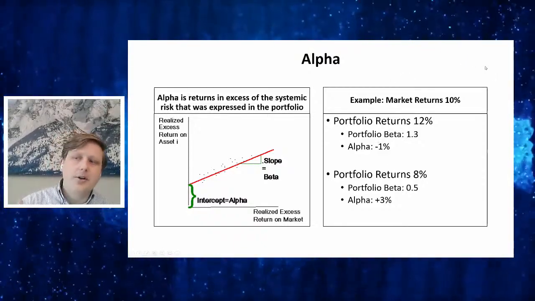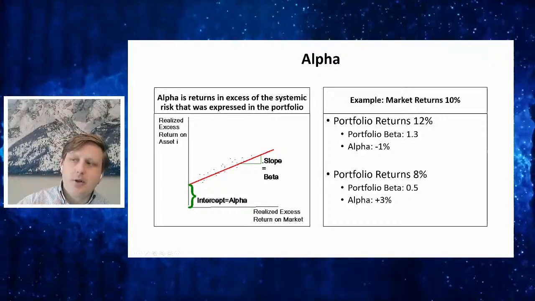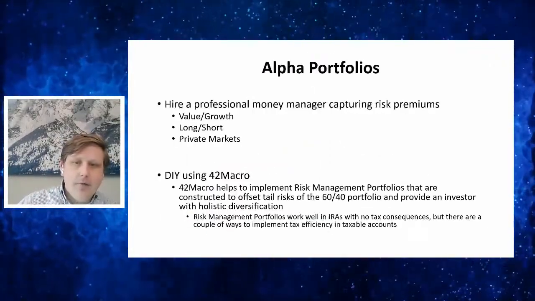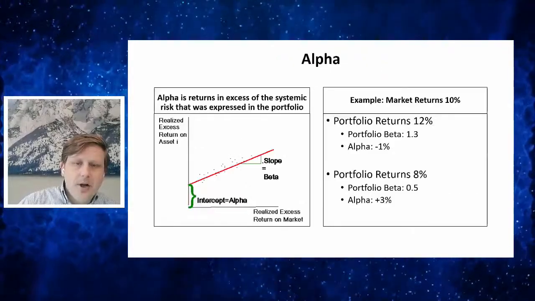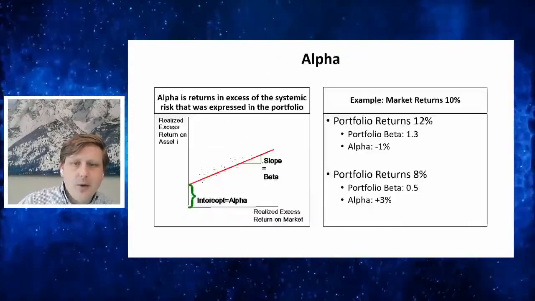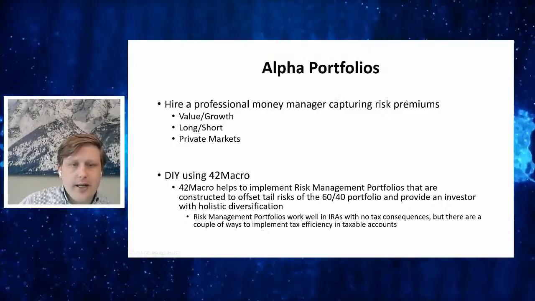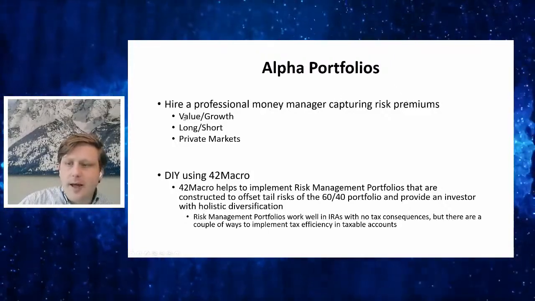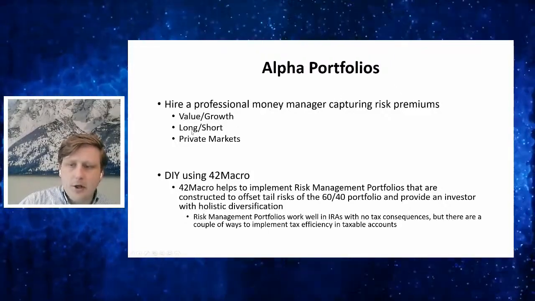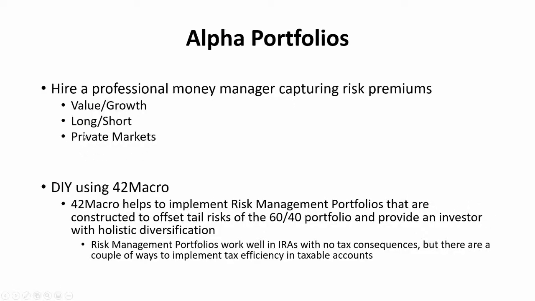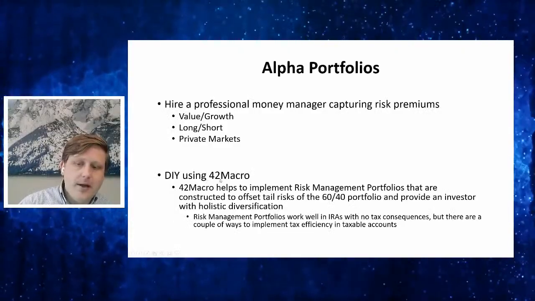So in thinking about your returns in cash and your beta exposures, I often use alpha portfolios to offset some of those tail risks. If you wanted to have alpha in your portfolios, you could hire a professional money manager who's trying to capture risk premiums. Think of your value manager, your growth manager, your long-short managers, your private market allocators who try to collect that liquidity premium. Or, I know there's a lot of you out there who love a macro framework and do it yourself. I do this for myself and for clients.